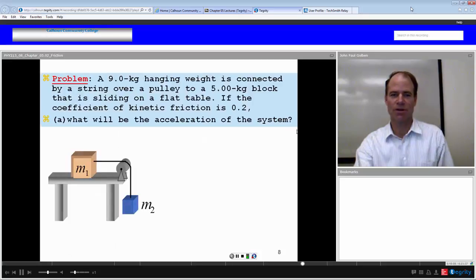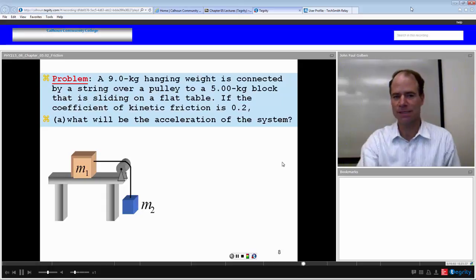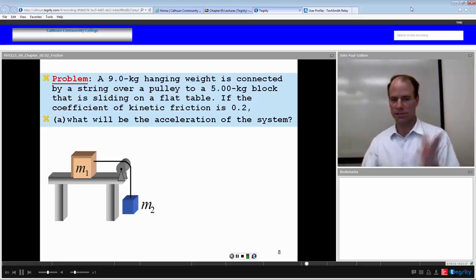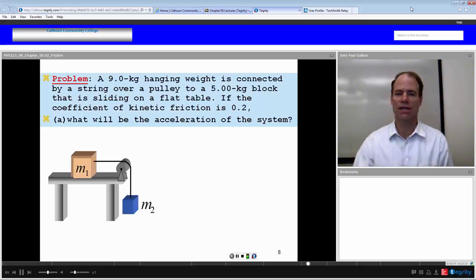All right, so we want to try this out. Here's a problem. A 9 kilogram hanging weight is connected by a string over a pulley to a 5 kilogram block that is sliding on a flat table. If the coefficient of kinetic friction is 0.2, and this system is going to be moving, so we're using kinetic friction, what will be the acceleration of this system?